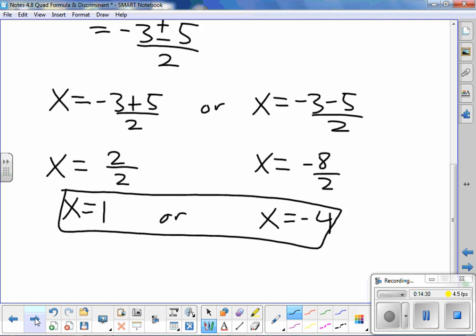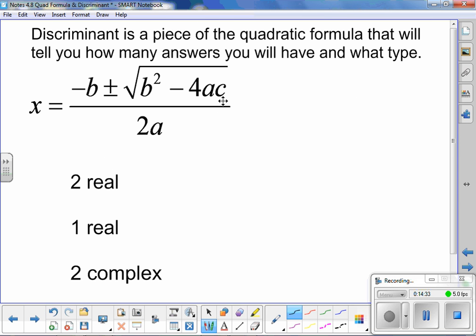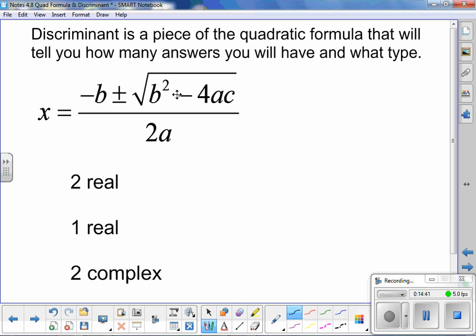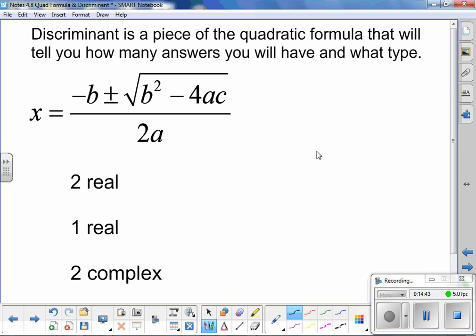All right, so the next objective part was about the discriminant. Now the discriminant is actually a piece of the quadratic formula that will tell you how many answers you will have and what type. The piece of the formula is this b squared minus 4ac part. This is called the discriminant. The reason is because you're taking the square root of that. So if you have a square root of any positive number, you'll have two answers because you'll have a plus or a minus. So you can take the square root of a positive number and get two answers, a positive of that and a negative of that.